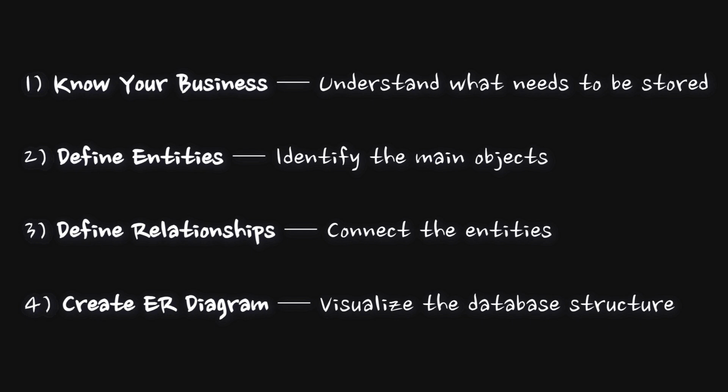So to summarize everything, database design starts with understanding the business requirements and identifying our entities. Then we define primary keys, foreign keys, and constraints to uniquely identify and maintain the integrity of our data. After that, we define the relationships between our entities and represent them using an ER diagram. This gives us a clear blueprint of how our data should be structured and how different parts of our system are connected.